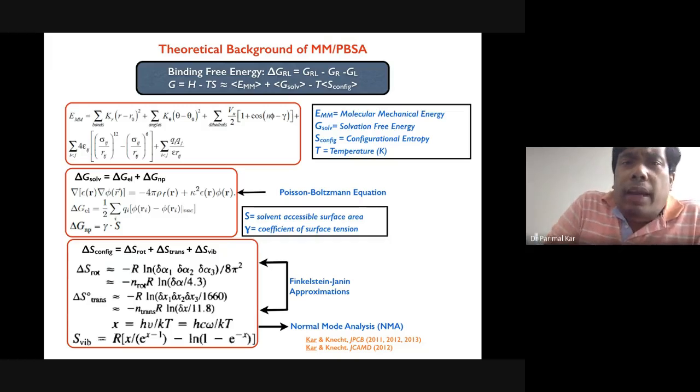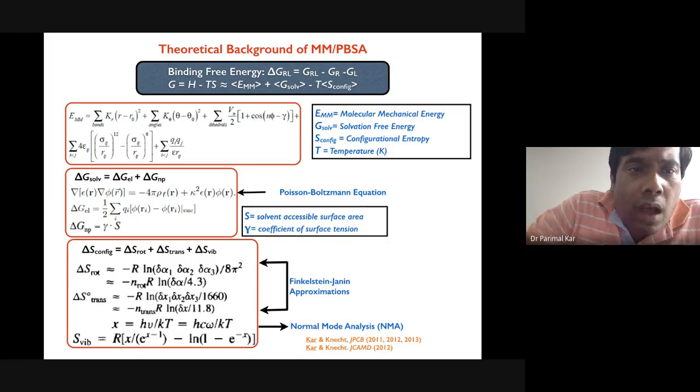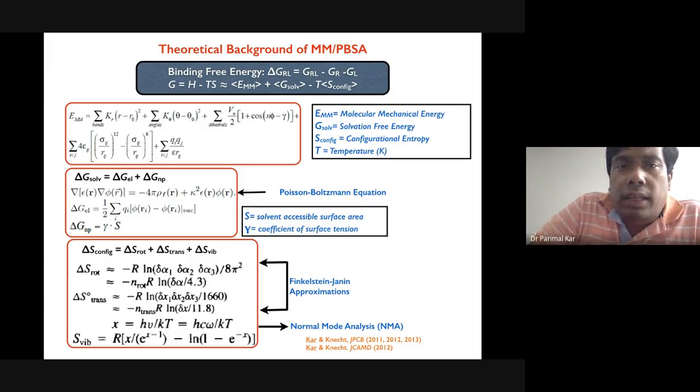So the molecular mechanical energy is the sum of the 5 different terms I told you about: bond stretching, that is the first term, then angle bending, second term, then dihedral angles, the third term. The fourth term is the Lennard-Jones potential, that is the van der Waals interaction, and the fifth term is the electrostatic interaction, that is Coulombic interactions. Those are the internal energy or molecular mechanical energy. Now the solvation energy has 2 parts. One is the electrostatic part, and the other one is the non-polar part.